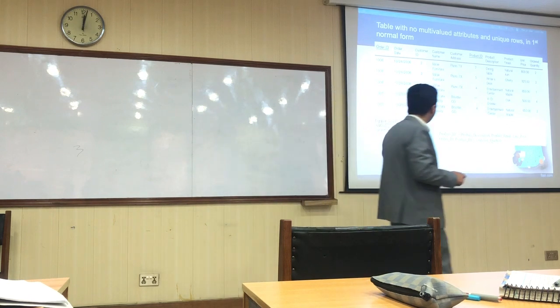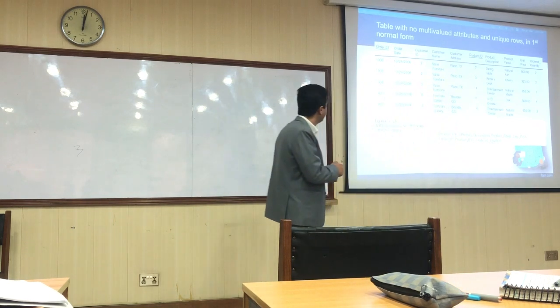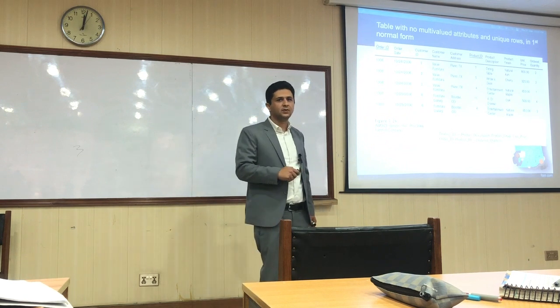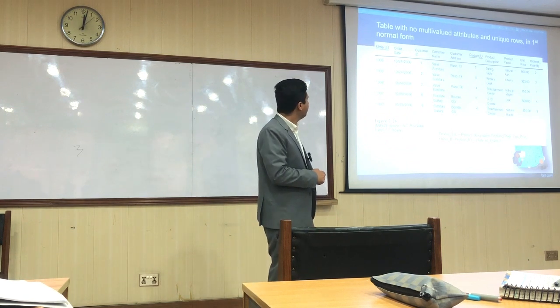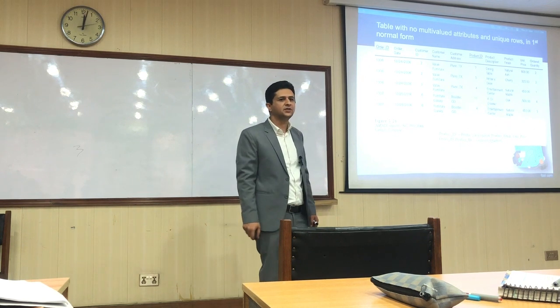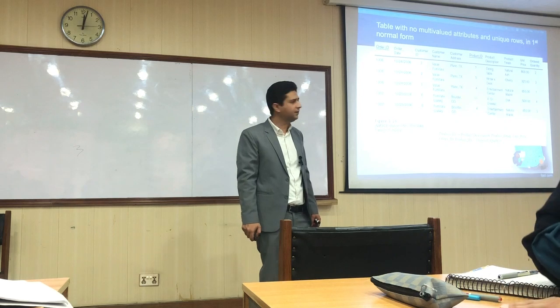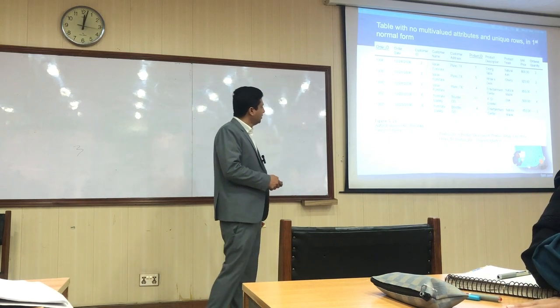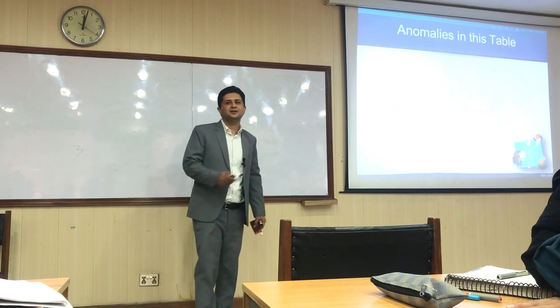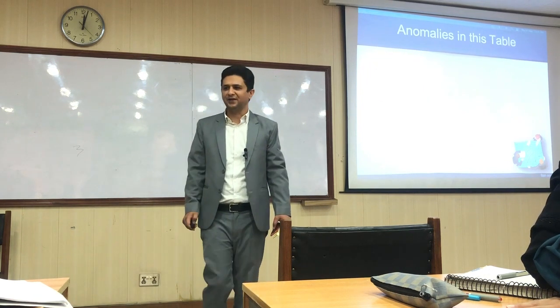Now its primary key is a composite primary key, right? Order ID and product ID. It's a composite primary key. You can see that this combination of the composite primary key is unique. That is not repeating. Okay. But the issue is that there are anomalies now in this particular relation.